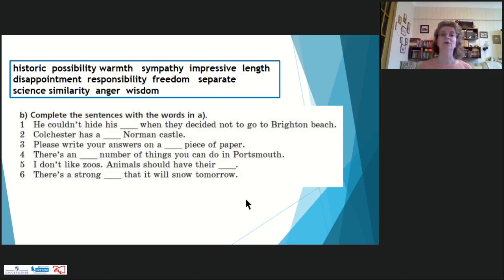So, now look at this exercise and try to guess what you are to do here. Here is the instruction. You may read the instruction and understand it. Or if you don't like reading instructions, I don't like reading instructions either, well, you just guess. We have got 6 sentences with blanks and a lot of words.